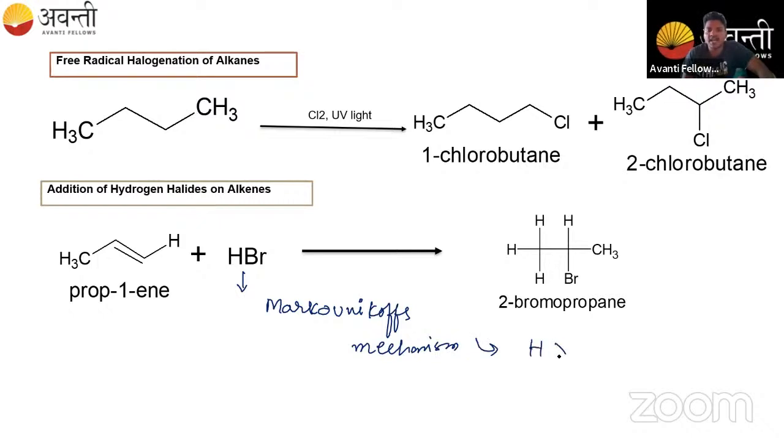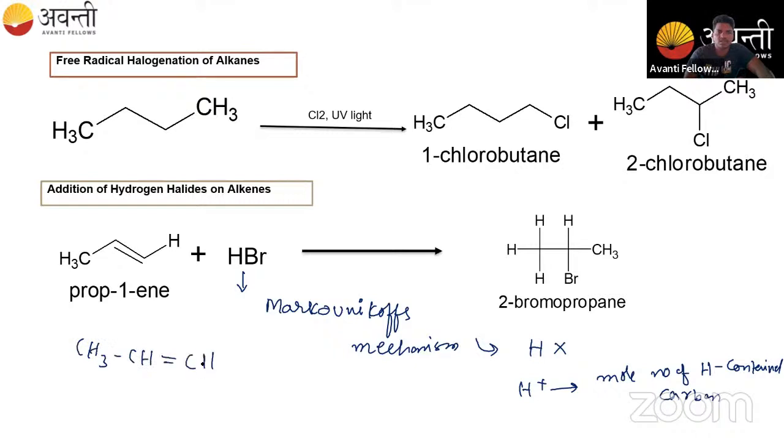Whenever there is any halogen compound, H plus will go to the carbon which contains more hydrogens. Wherever you see the carbon with more hydrogens, there it will go. But if it is a symmetric alkene, then hydrogen can go anywhere it prefers. Now you can write this structure: CH3 CH double bond CH2.